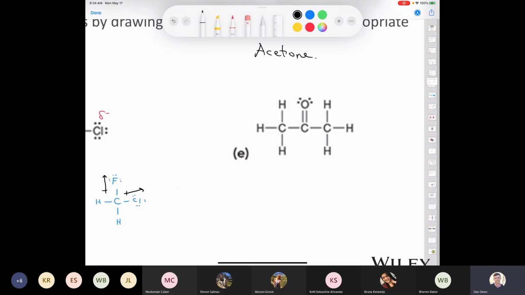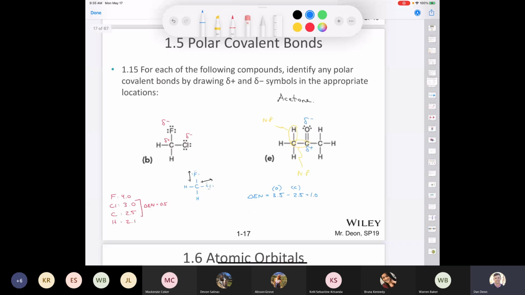I'll go a little quicker here. There's only one polar bond in this molecule, right? Because remember, a carbon-hydrogen bond is nonpolar, and a carbon-carbon bond is also nonpolar. However, there is a difference in electronegativity between carbon and oxygen, isn't there? The delta EN between oxygen, which is 3.5, and carbon, which is 2.5, is 1.0. So this is a polar bond, a double bond, and I'm going to have a delta minus by the more electronegative element, and a delta plus by the less electronegative element. So there is a polar bond in acetone, and it is the carbon-oxygen double bond.